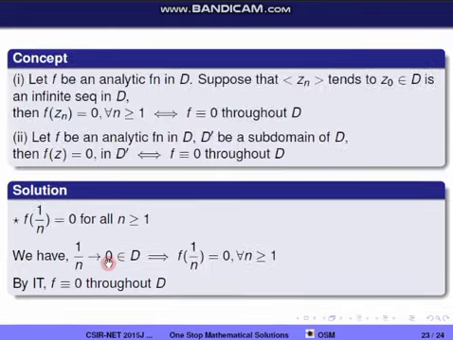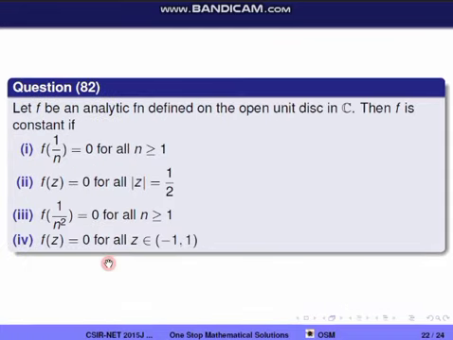So obviously fourth option is correct, because for all z belongs to (-1, 1), f of z is 0. That is, for all points in unit disk D, f of z is 0. So f is a 0 function, that is, f is a constant function. So fourth option is also correct. So this question has all options as correct answer.